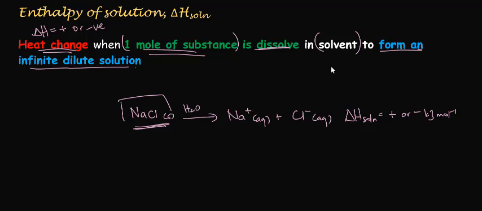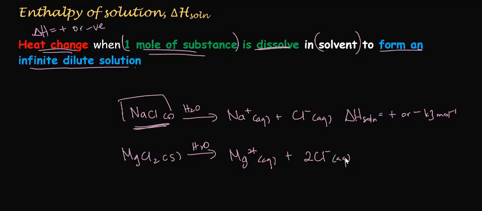Let's say you have magnesium chloride, MgCl2, dissolved in solvent. It will form Mg2+ aqueous ion plus 2 moles of Cl- ion. Because we have 2 here, remember the substance that is dissolved must be in 1 mole. And the delta H solution, again, can be positive or negative kilojoule per mole. So that's it.